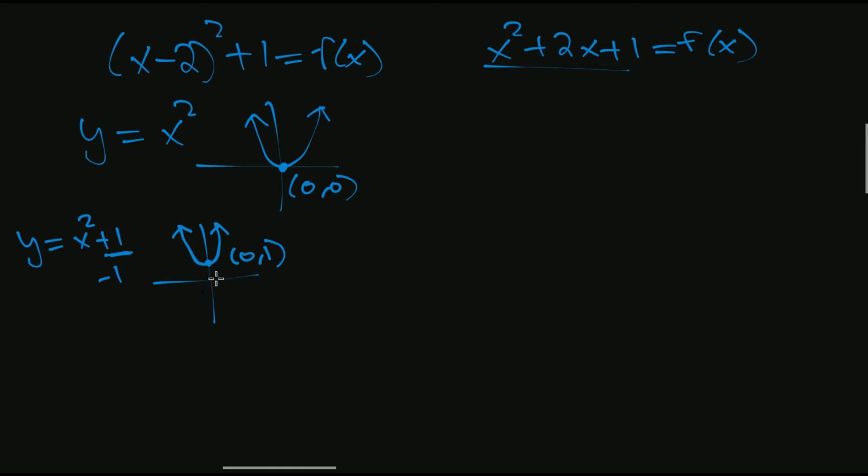If this was a negative 1, then your graph would be shifted down, and it would be (0, -1). And these are just rough sketches. Assume that they're all to scale.